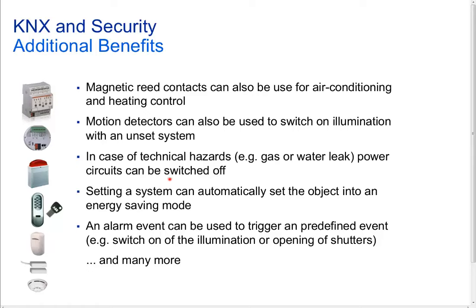So again, there are additional benefits if you combine this KNX solution with security applications, for example, the magnetic reed contact to monitor a window. Monitoring whether a window is open or closed can also be used for air conditioning or heating control. So in case of opening the window, you will shut down your heating system in the room, for example. Motion detector also for lighting control.